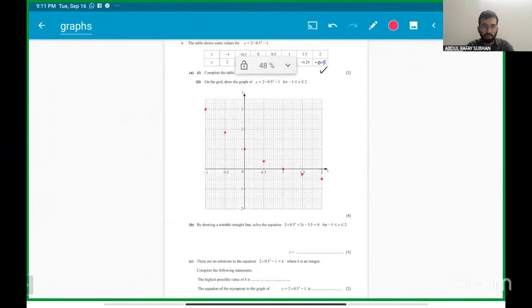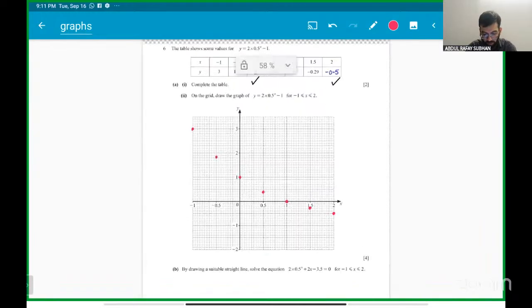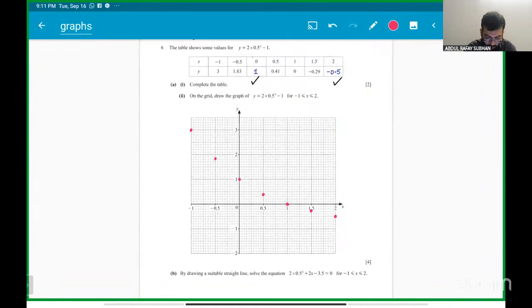So as I said, this is an exponential graph, and it looks like this. Exponential graphs will be looking like this. So here we go, just make it with a pencil again. The graph should be going like this, not in a straight line. Let's do the black one this time. The graph should be going like this, okay?